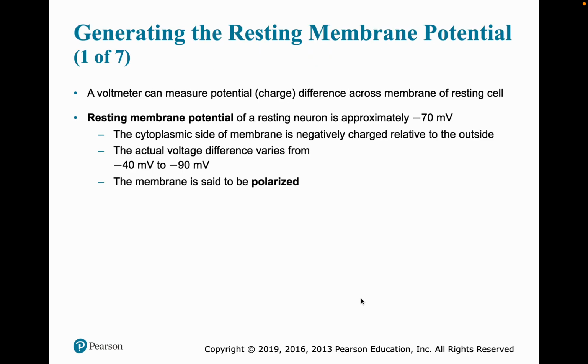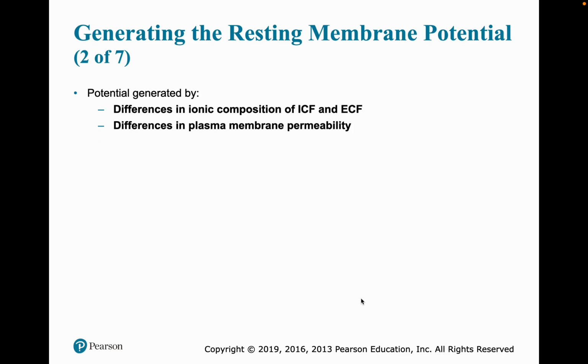And we can use a machine called the voltmeter to measure that resting membrane potential. So the resting membrane potential is approximately minus 70 millivolts. The cytoplasmic side of the membrane is negatively charged relative to the outside. The actual voltage can vary between minus 40 and minus 90, but when a cell is in this state, on average minus 70, we say it is polarized.